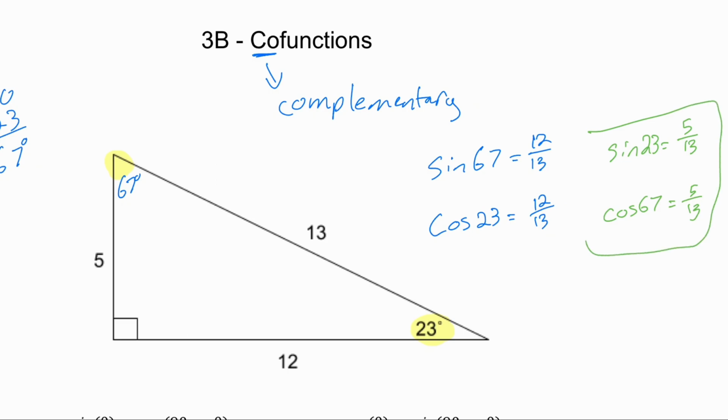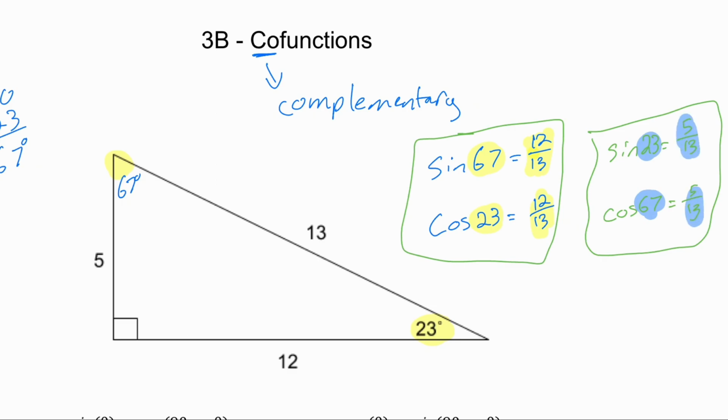So if you notice, when we're dealing with sine and cosine, if their angles add up to 90 degrees, their sine and cosine are going to be the same. This is what we call cofunctions, right? They're complementary functions. If those angles add up to 90 degrees, their sine and cosine will have the same ratio. Super cool relationship here.